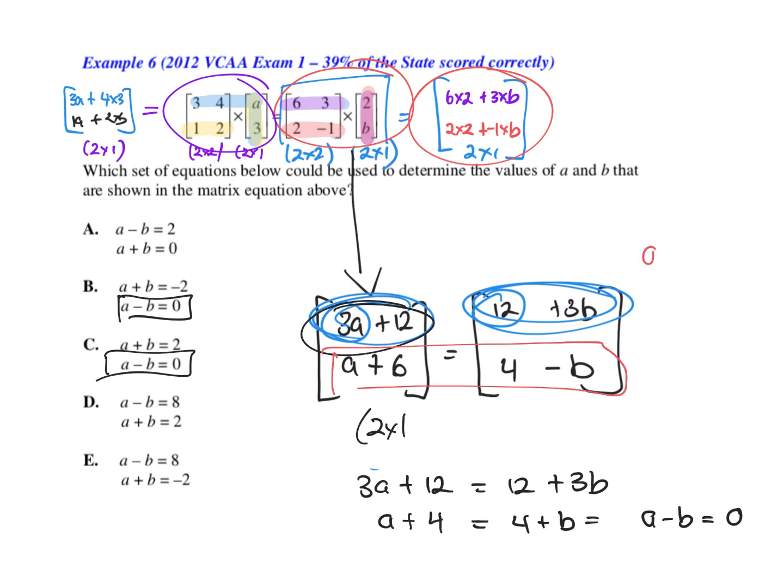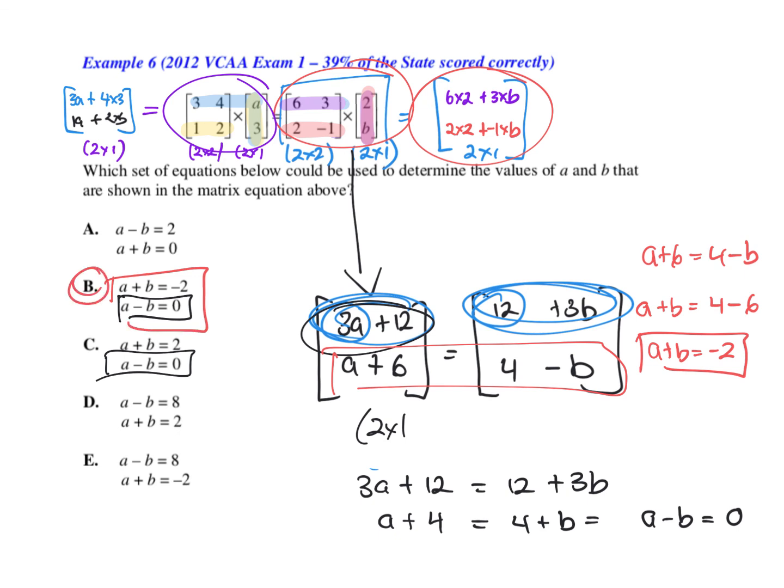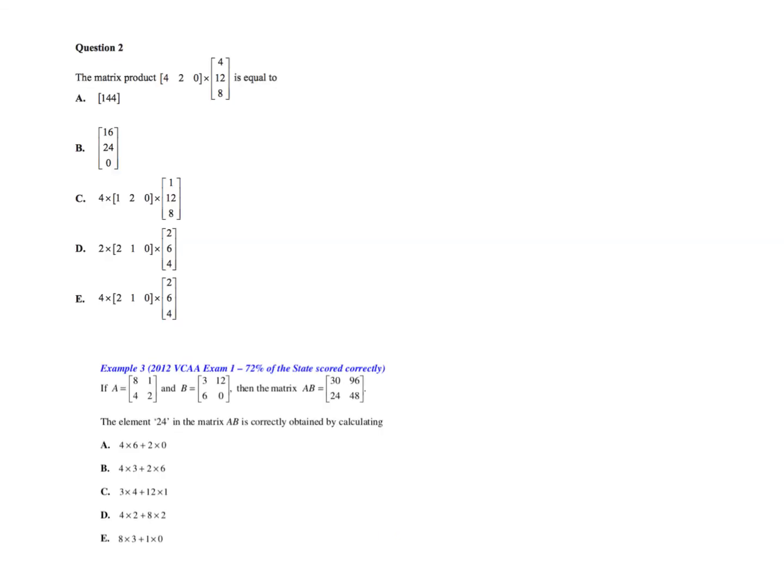So let's look at this other option here, where I can say a plus 6 equals 4 minus b. They've got a's and b's on the same side, so I'm going to bring the b over there. It'll become a positive, and I'll bring the 6 on the other side, becomes a negative. So a plus b equals negative 2. Is that another option? Yeah, here. So there's my answer.